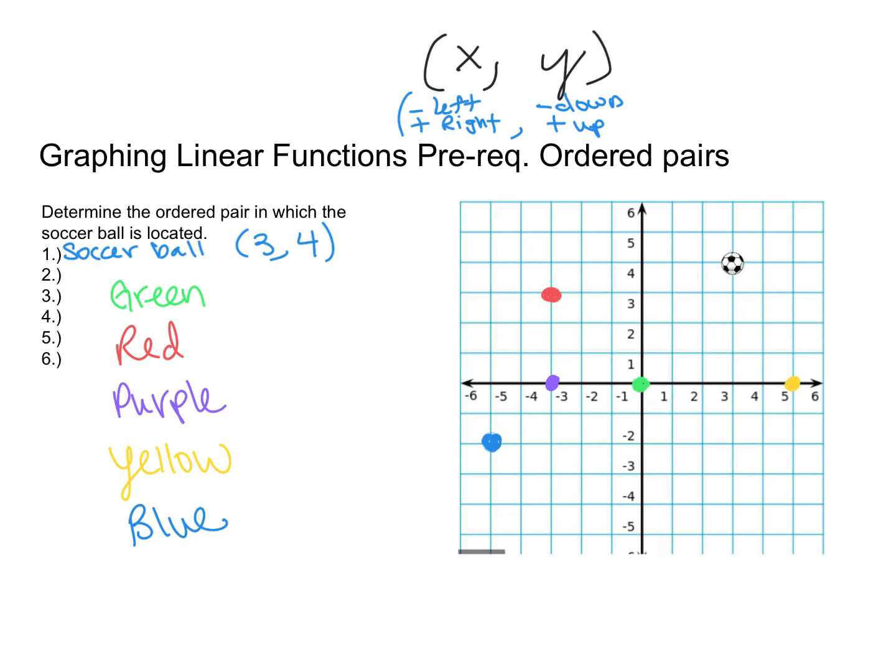Okay, I'm going to go ahead and start with green. The order that you went in does not matter. Green is at the origin, so I don't go left or right, so that would just be the ordered pair 0, 0. And then for red, I went to the left 3. I always go left or right first. Since I went to the left 3, that would be a negative 3. And then since I go up 3, that would be a positive 3.